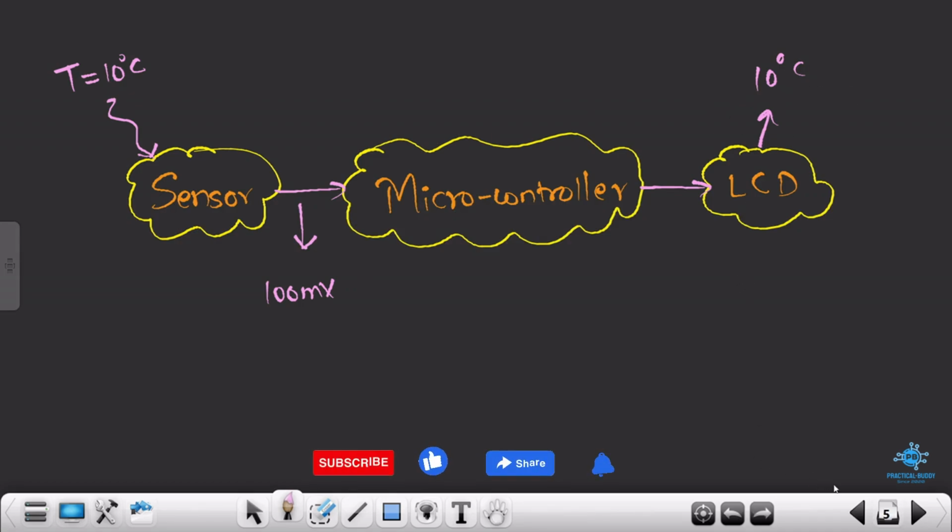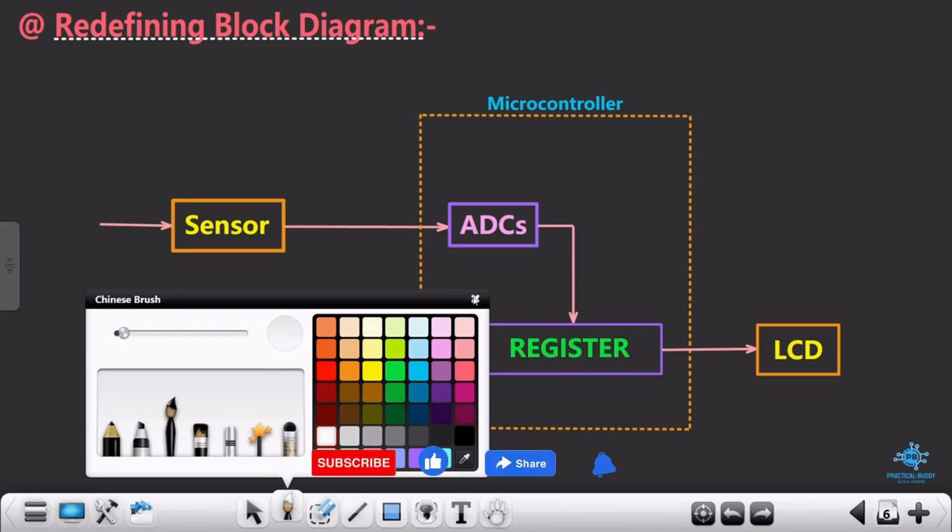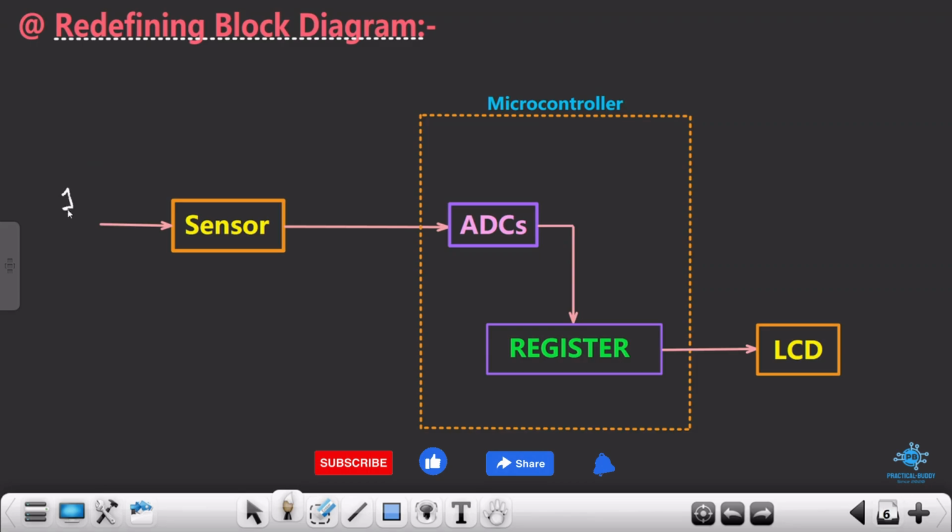So now let's redefine this particular block diagram. This is how it will look. You see over here that the sensor is sensing 10 degrees Celsius. This 10 degrees Celsius will be converted to 100 millivolts for sure, because the sensitivity is 10 millivolts per degree change in temperature. So you will get 100 millivolts over here. Now as I had clearly mentioned, we cannot store this analog data, we need to convert this analog data into the digital format. That is done with the help of this ADC. So 100 millivolts will be converted into some digital data.